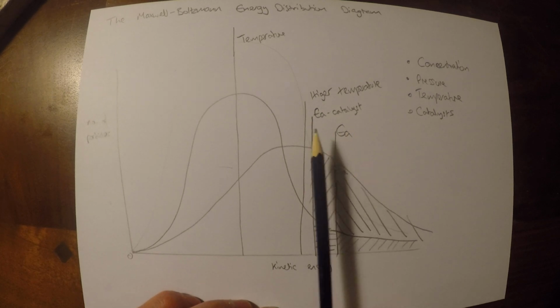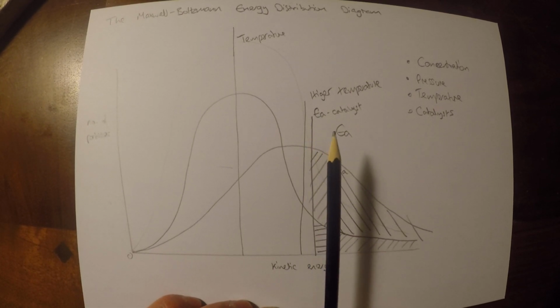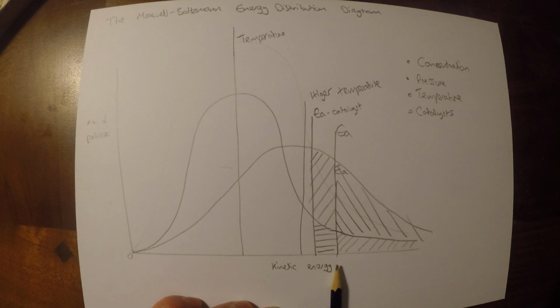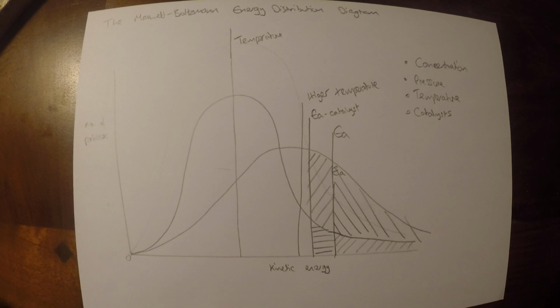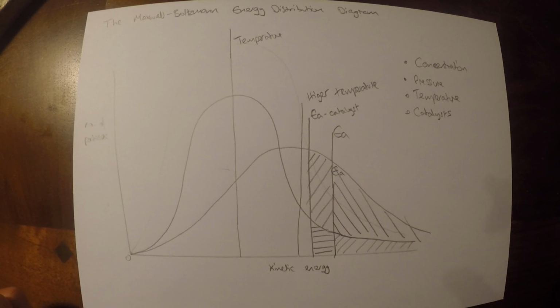Now that's the only way in which this line can move, if we are having a catalyst present to help the reaction. Otherwise, the activation energy is a threshold, it's a specific amount of kinetic energy, and particles must exceed it. It can't move towards the particles unless we are providing a catalyst with an alternative pathway with a lower activation energy. So these are the ways in which a Maxwell-Boltzmann energy distribution diagram can help us to visualize the factors which can affect the rate of a chemical reaction.